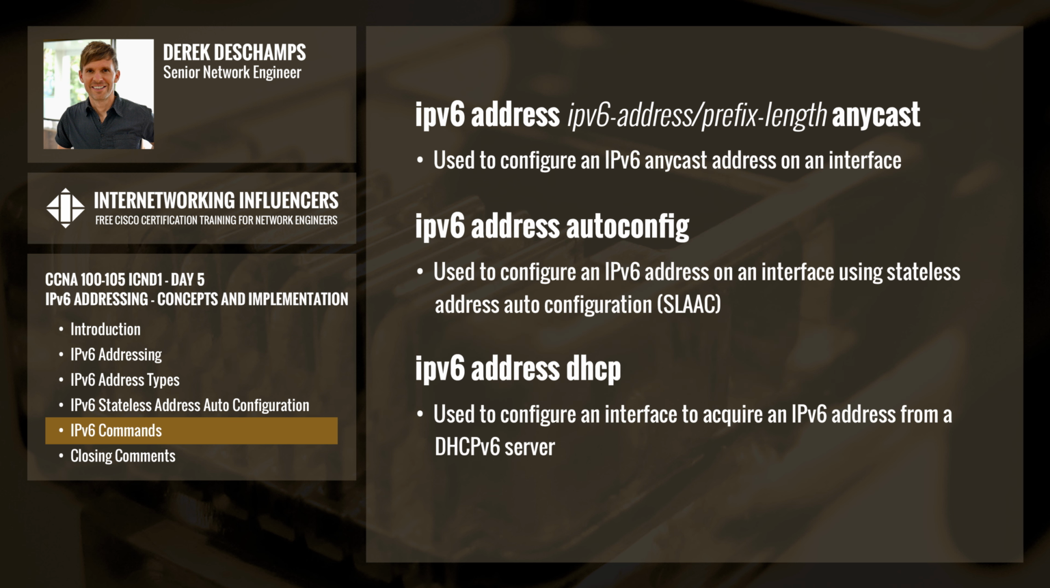The ipv6 address anycast command is used to configure an IPv6 anycast address on an interface. The ipv6 address autoconfig command is used to configure an IPv6 address on an interface using stateless address autoconfiguration. The ipv6 address dhcp command is used to configure an interface to acquire an IPv6 address from a DHCPv6 server.